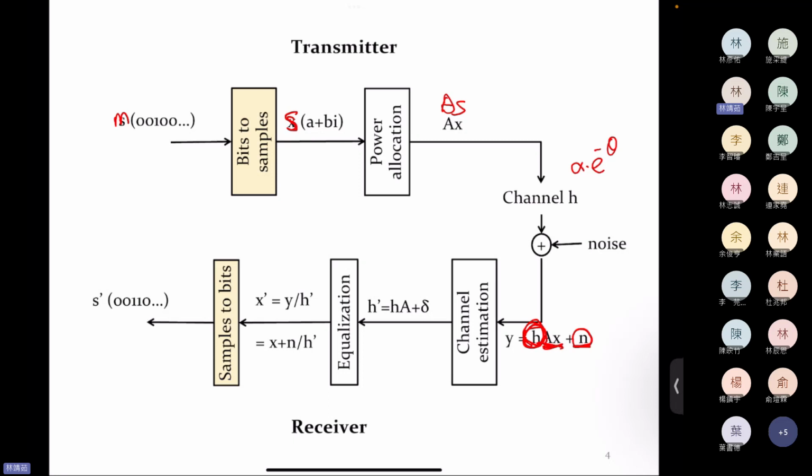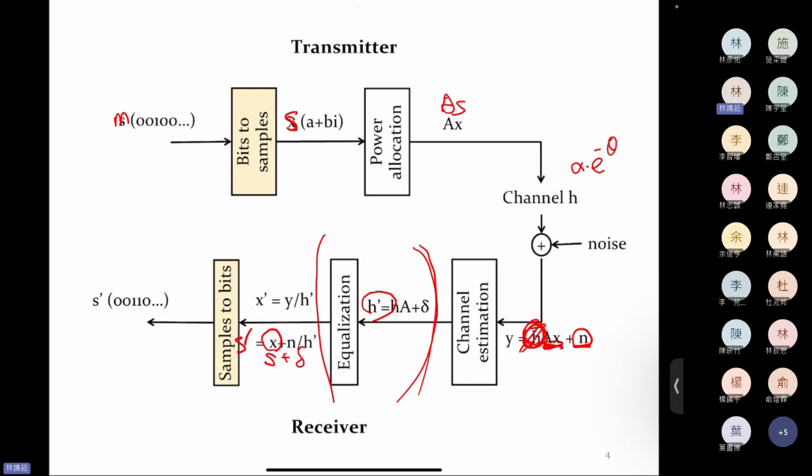So there is also one process called equalization. Let's skip this. Basically, you need to guess what is the H, and then such that you can remove this H. But we will introduce this next week. And assume you can remove this H, then basically you will get something like real S plus some delta. Okay, we say this is S prime.